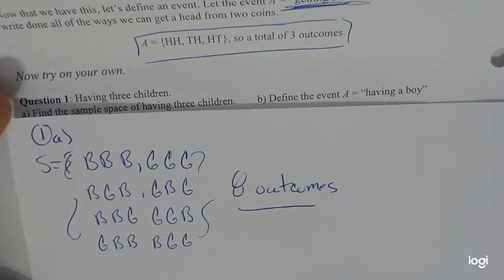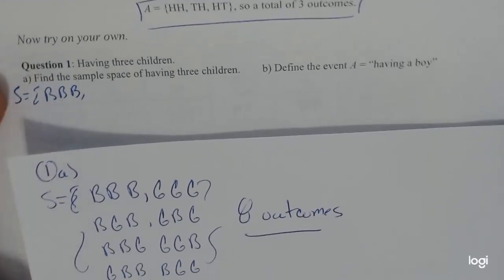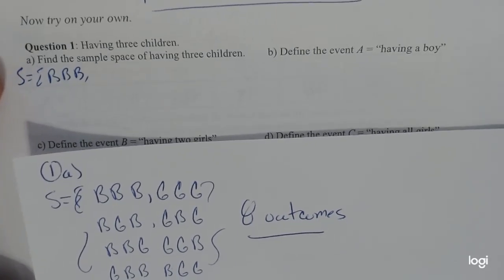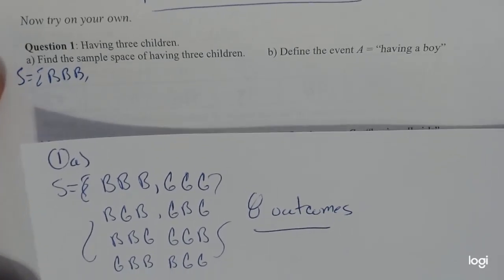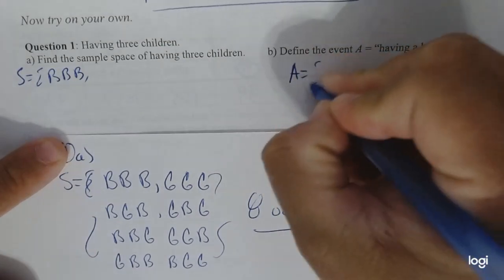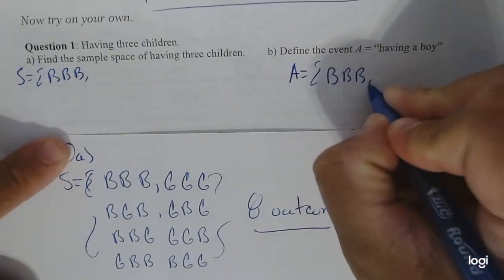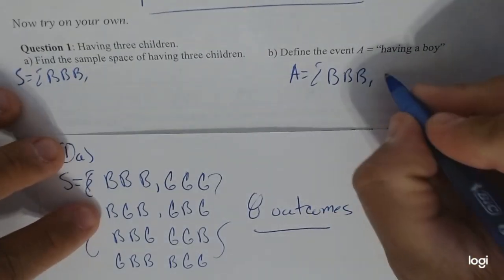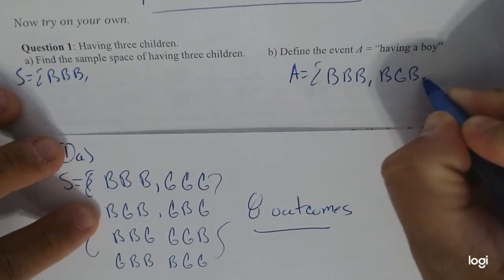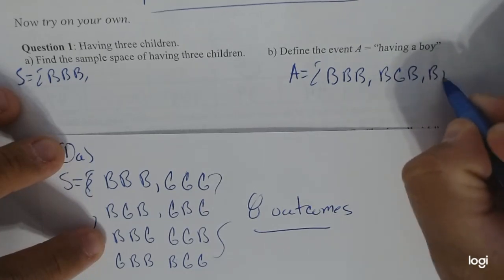Okay, so now using that portion, let's go to B. It says define the event A, having a boy. So we're going to write down all the events of having a boy. So I can have boy, boy, boy. I can have boy, girl, boy. Boy, boy, girl.